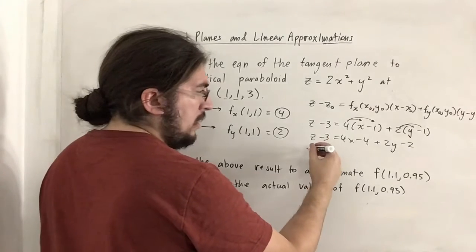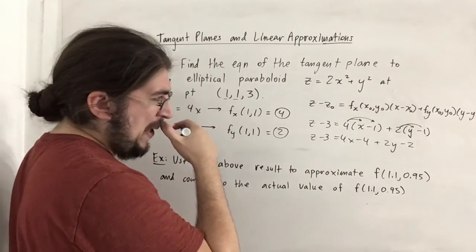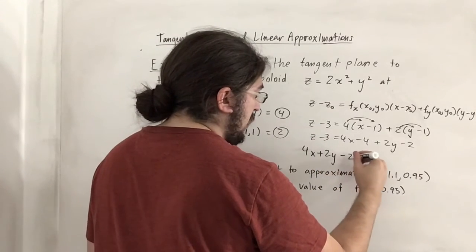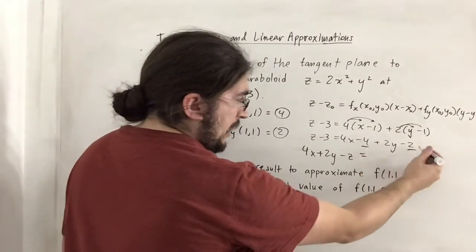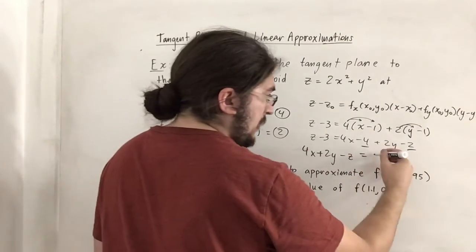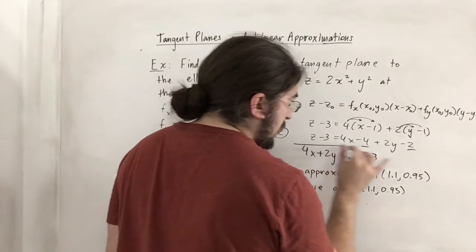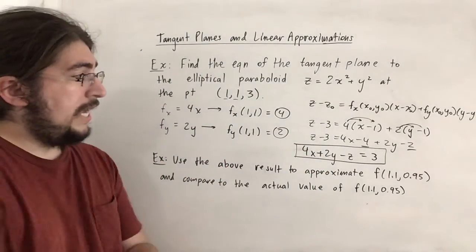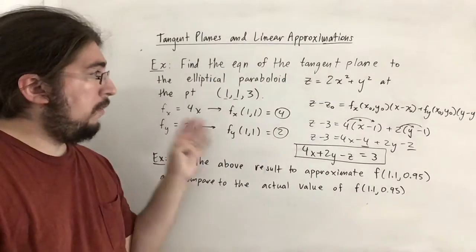We can move things around to get, trying to think of a good way of writing this. Let's write it as 4x plus 2y minus z, so subtracting the z to that side. But then notice these two combine to negative 6, but if you add 6 to this side, 6 minus 3 is 3. So I'm rearranging it in this way, but I'm going to leave this as our answer. So this is an equation for the tangent plane, the plane that's tangent to this elliptical paraboloid at this point.